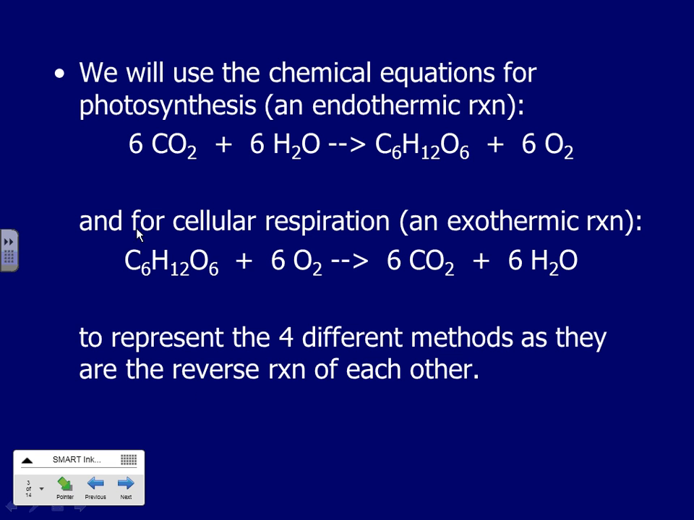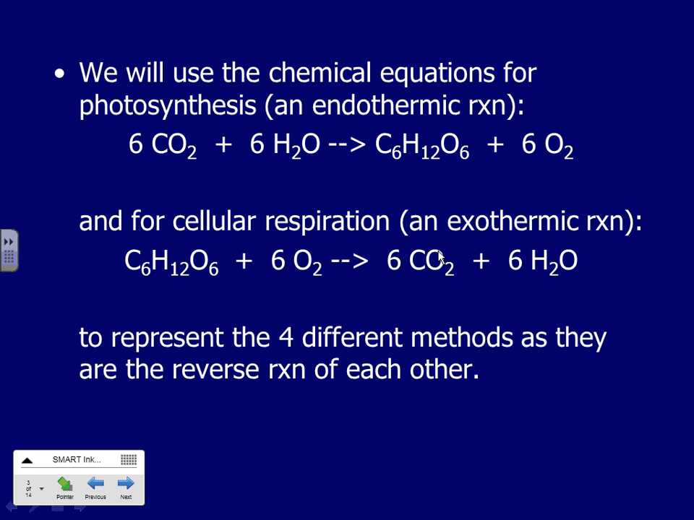So in order to illustrate this, we're going to use photosynthesis as an example. In a photosynthesis reaction, 6 carbon dioxides react together with 6 waters to produce a glucose molecule and 6 oxygens. And in photosynthesis, you may recall from your biology class, energy is taken in the form of light. So this is an endothermic reaction. Energy is put into this chemical reaction.